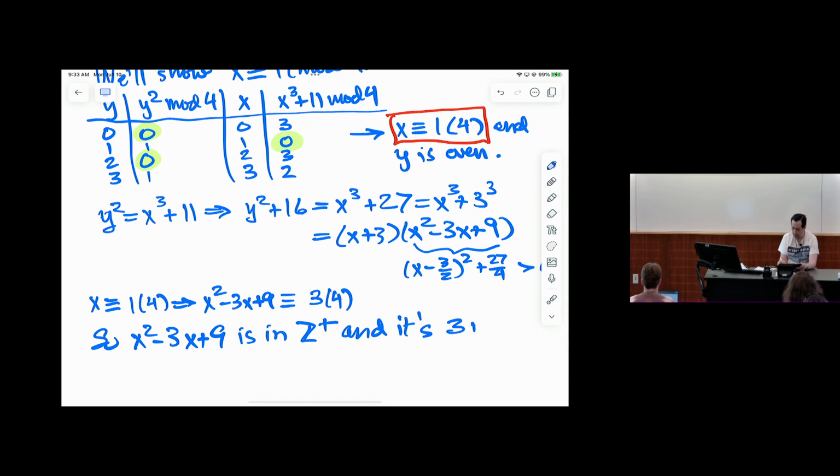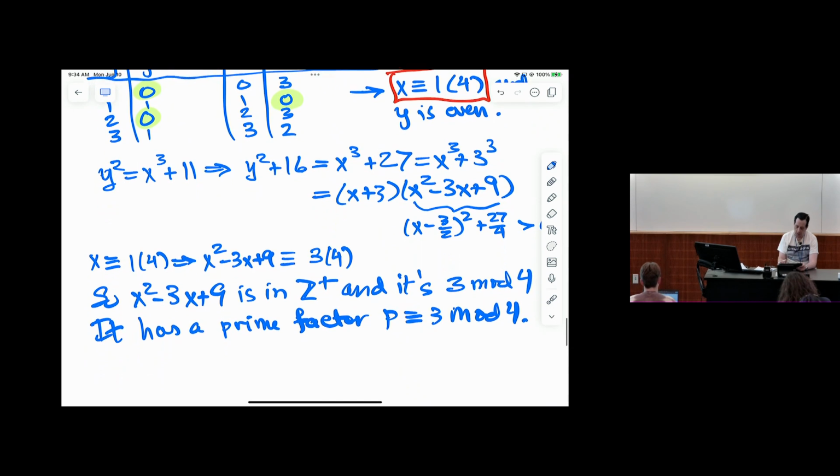Now, what did we learn earlier about positive integers that are 3 mod 4, in terms of their prime factors? Anything? What? There's got to be at least one that's 3 mod 4. Not that they all are, but it has to have at least one. So it has a prime factor that's 3 mod 4.